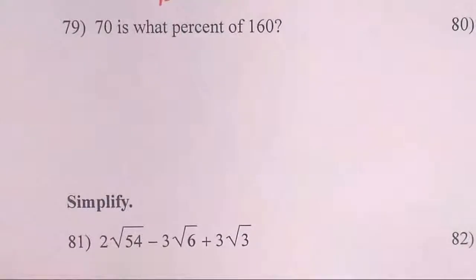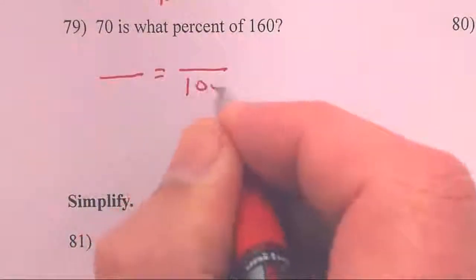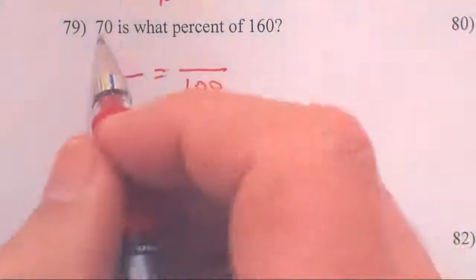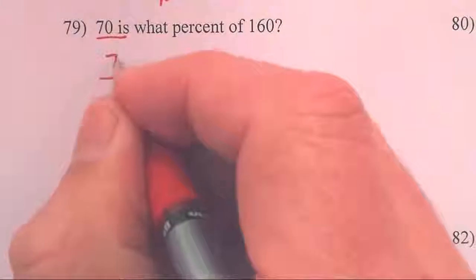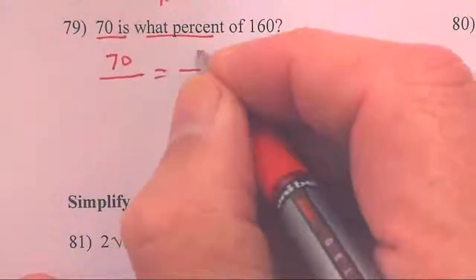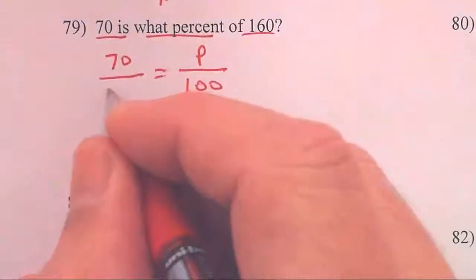Okay. Number 79. Is over of equals percent over 100. That's my rubber stamp. I start every problem like that. 70 has to be the is. What percent? That must be the percent. I'm going to call that p, just to remind myself to put a percent sign. 160 must be the of.